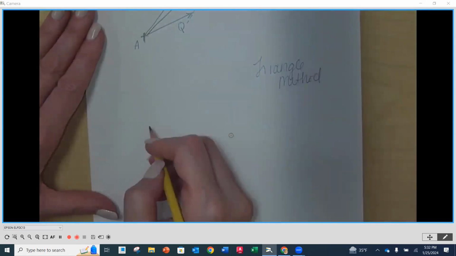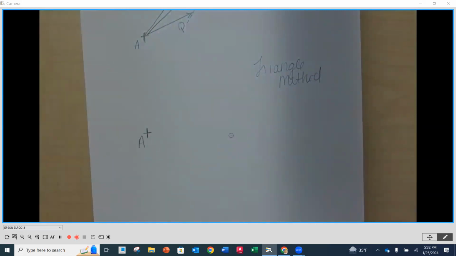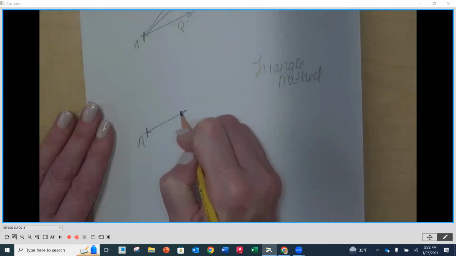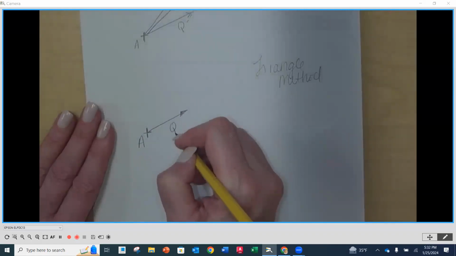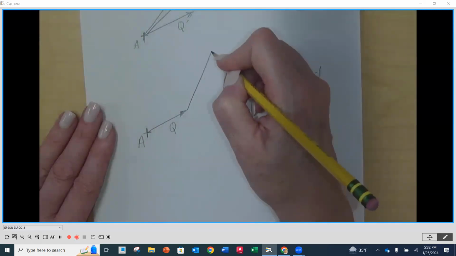I'm going to start here at A, and I'm going to pick one of those two forces to draw. It doesn't matter which one, because no matter which way we start or what order we add these in, we're going to end up with the same result. So I'm going to start first with Q, just because it's right here. I'm going to draw it about the same as I did last time. So this is Q. And on the endpoint of Q, I'm going to draw P.